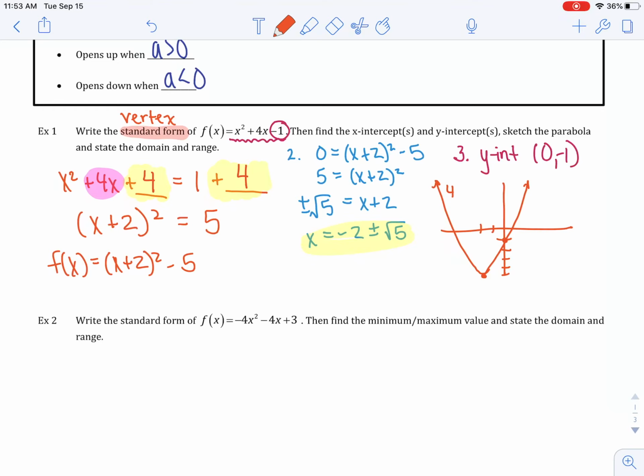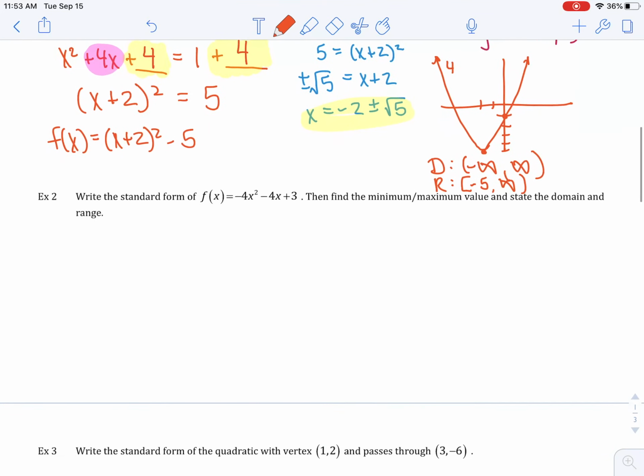Okay. Domain stays the same. All real numbers, so in interval notation, please. And our range, bottom to top, it is hitting at -5, and it's opening up, so positive infinity. Make sure you have a bracket on that guy.